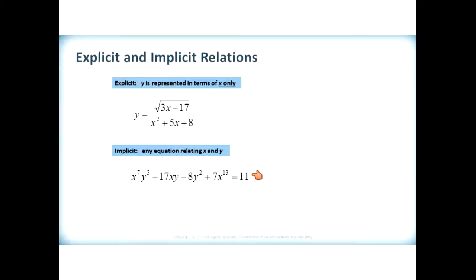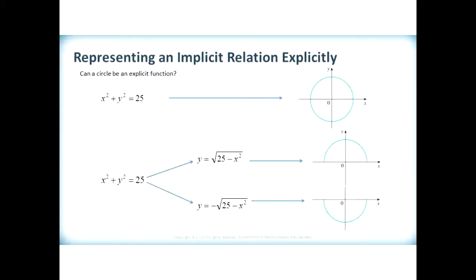Okay, so let's take a look at some specifics. One of the most common implicit relations that we're used to dealing with is the equation of a circle. A circle, we should know from our 3200 course, by Pythagorean identity comes down to x squared plus y squared equals the radius squared. So this particular circle I'm talking about here, x squared plus y squared equals 25, would just be a circle with its center at the origin and with a radius of 5 units. You can look over here on the right, where we have a graph of that circle.